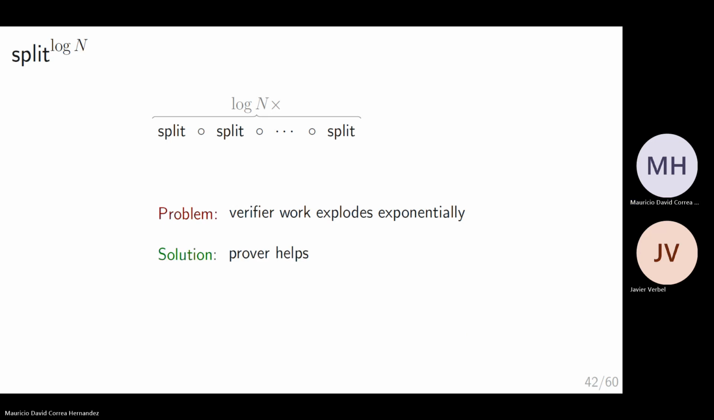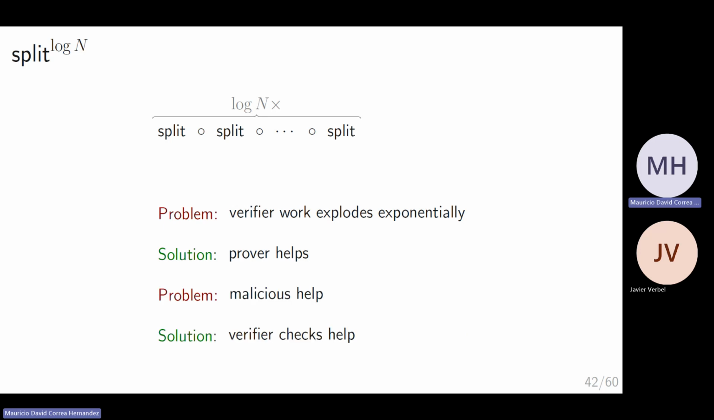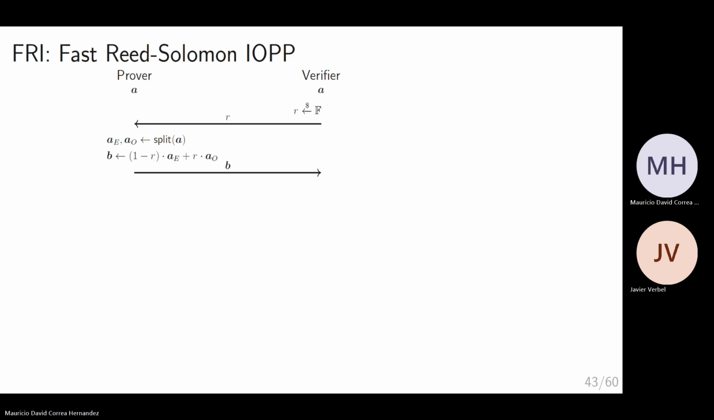Well, the prover helps. And in order to verify that the prover is not being malicious, the verifier needs to verify the prover's help. And so, in particular, the help that the prover is going to give the verifier is batching. So this is the bones of the protocol. Split, batch, split, batch, split, batch. That's right. Okay.